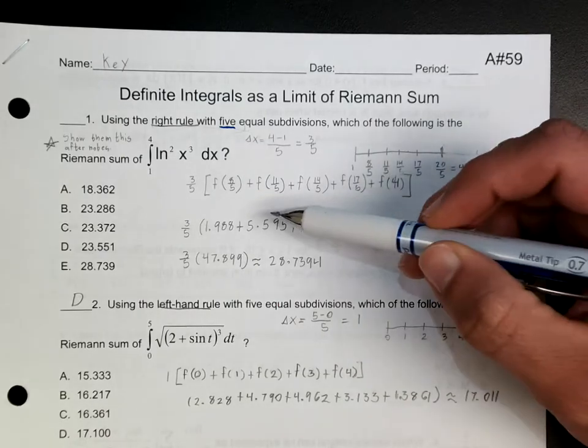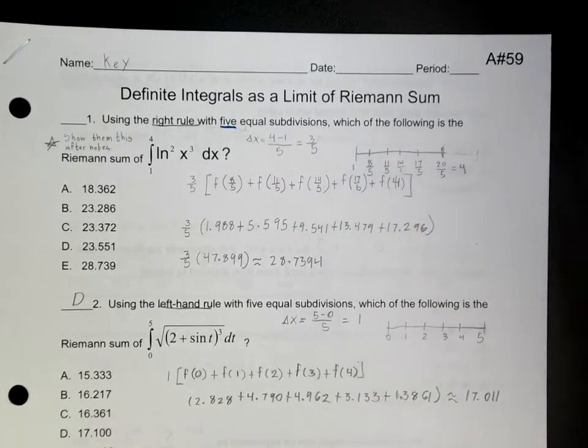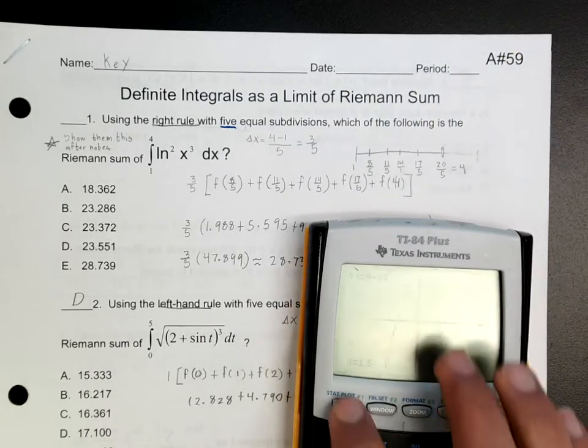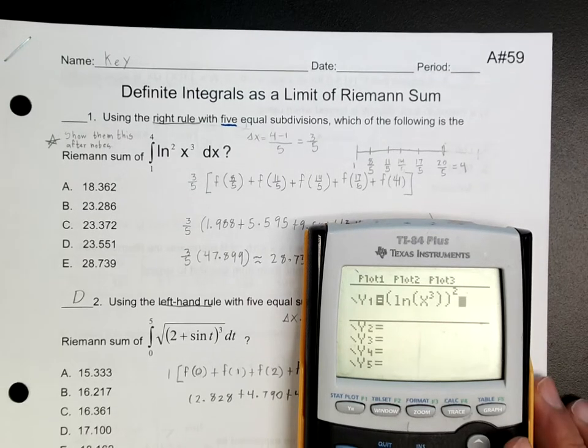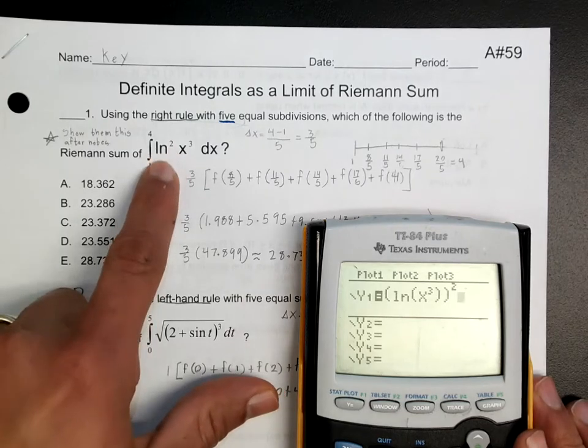If you do that, all you have to do, just like I showed you in the past, is grab your calculator, let's clear that off, and then we have the natural log. Oh yeah, this one's interesting. Now I know why I picked it. We have the natural log of x cubed, and then we're going to square that. Notice that's the way I had to write it, even though this is natural log squared. So this is the same thing.